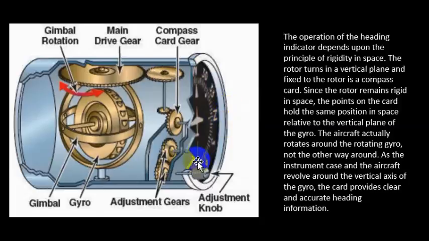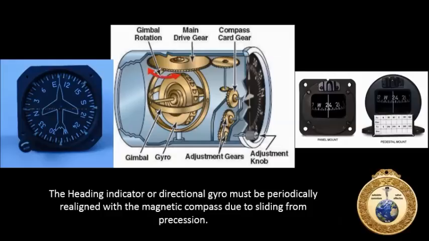So you get a good heading. The thing is, if we look at gyroscopic precession, about every hour, probably about 15 degrees, you're going to lose, which means this card's going to slide. As force is applied to this gyro, it's just going to slide a little bit, and it just needs to be adjusted. What do we use to adjust it against? We use a magnetic compass.